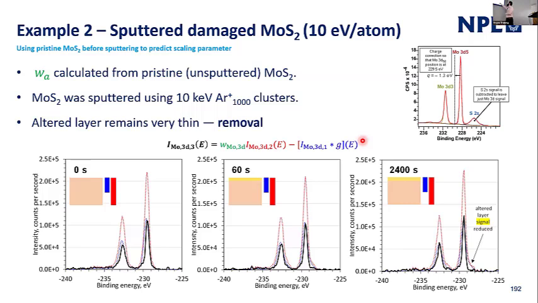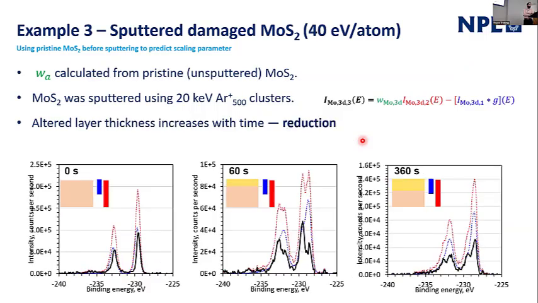You do see there's a drop in the intensity of that damage. So that showed to us that the algorithm was working as intended and was removing that altered layer. Now, we went up to higher energies per atom for the cluster, so 20 keV 500 now. In this situation, the sputtering was so intense that it was basically increasing that altered layer thickness with time.